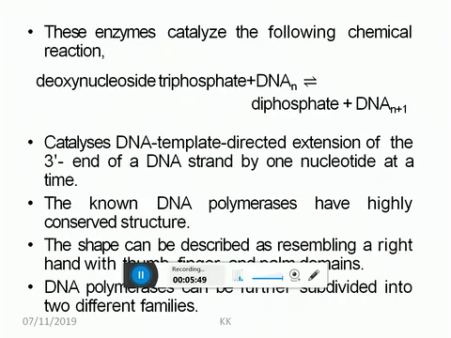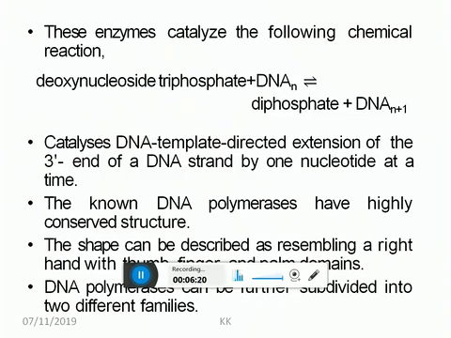They catalyze the DNA template-directed extension of the 3' end of the DNA strand by one nucleotide at a time. It starts at the 3' end. The known DNA polymerases have highly conserved structures. The shape can be described as resembling a right hand, with fingers and other domains.